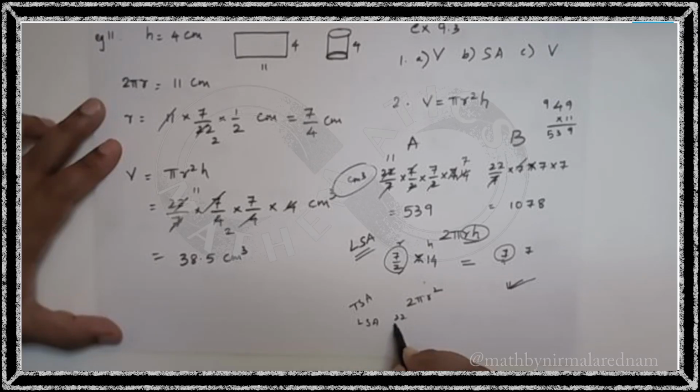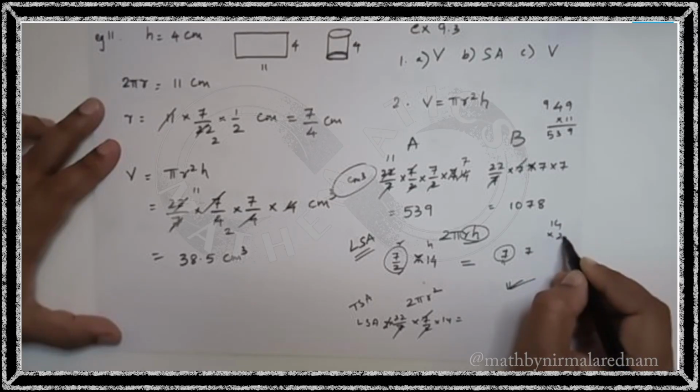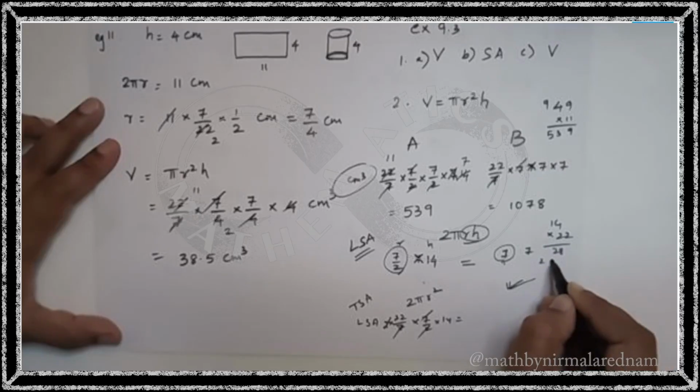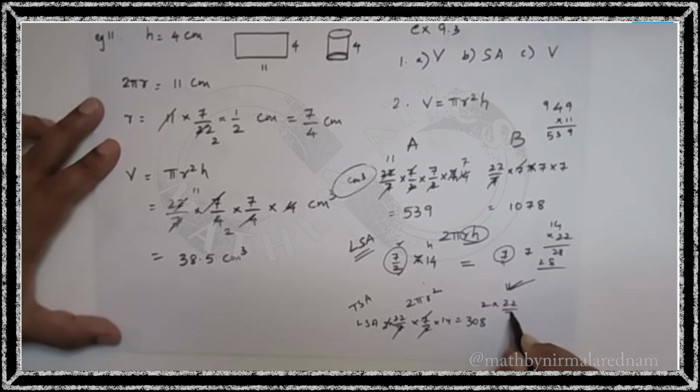2 pi r h, right? So we're going to get 22 into 14, which is nothing but 308, right? And here again you're going to clearly get the same value. 2 pi r h, right? 22 into 14, so it's going to be the same, 308 square centimeters.